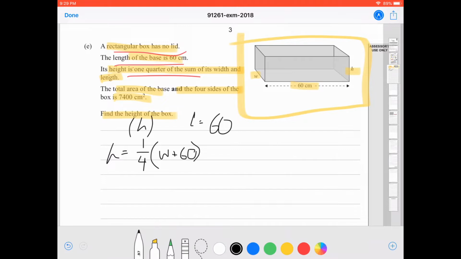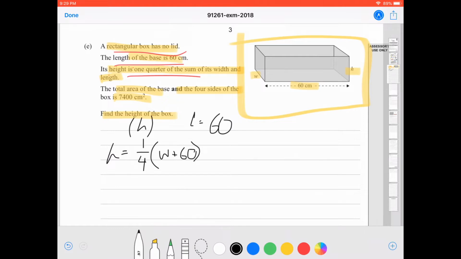And now this area information: total area of the base and the 4 sides. At first I read it as area of the base plus length of the 4 sides. That's not true. Basically, area of the base and the 4 sides. Just got to be careful how you interpret that. Is 7,400. So let's establish an equation for that.